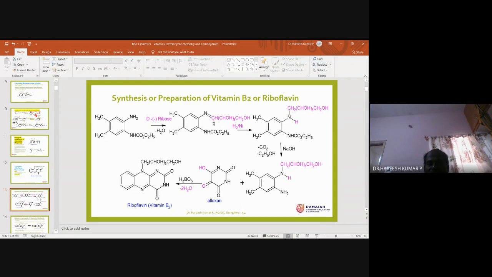Then what will happen? This Schiff base is treated with hydrogenation in the presence of a catalyst. You know catalytic hydrogenation: addition of hydrogen in the presence of a catalyst. Hydrogen is added to this double bond, converting it into a single bond, NCH2NH. So that is only catalytic hydrogenation. H2 is added, one H here, one H here. That's what I have written here.